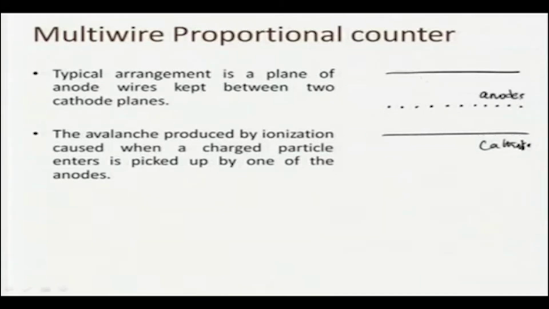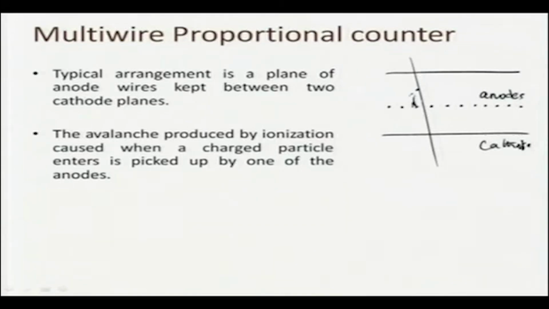Now, when a charged particle passes through this, it produces electrons like what we discussed earlier, and then they will move towards some anode wire, and the nearest anode wire will pick up the avalanche. Similar to the earlier case. So, instead of one anode wire, there are many anode wires, and the advantage therefore is that the position of the particle can also be detected.